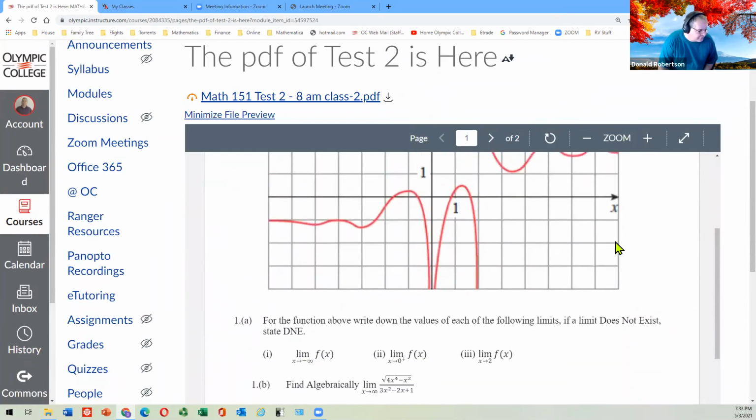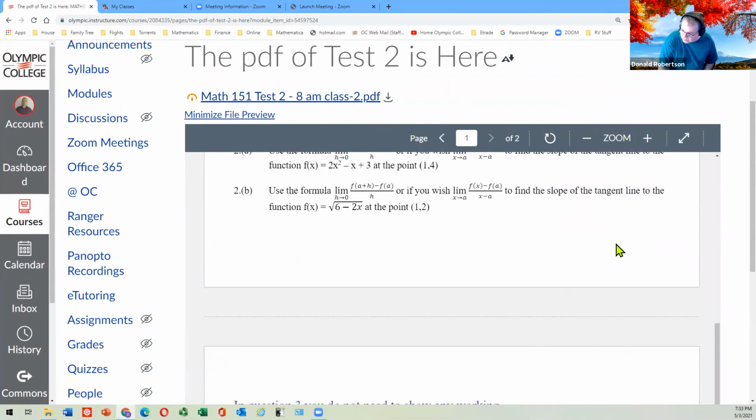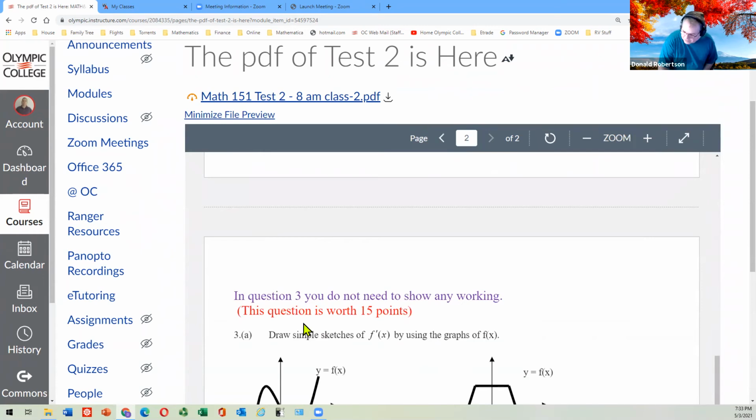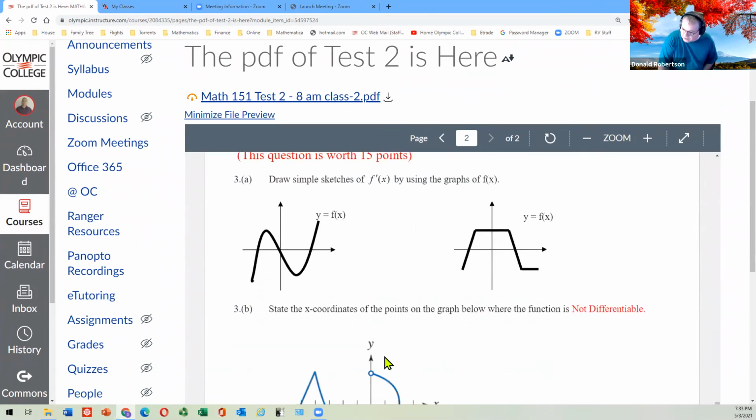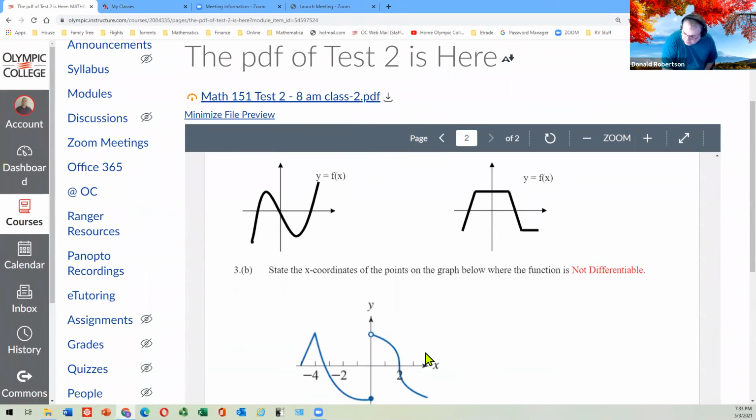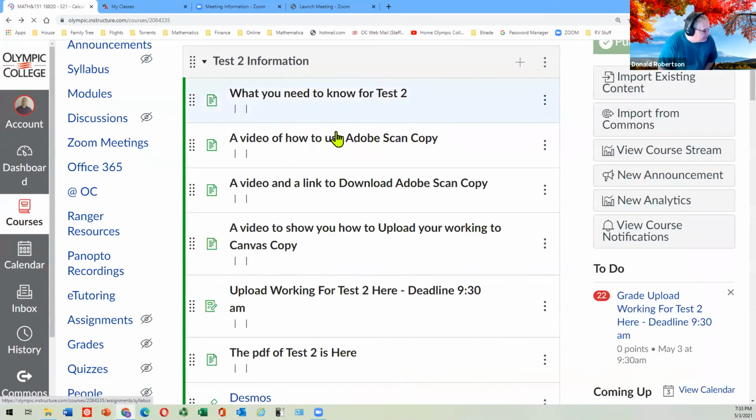it'll look like this. This is a different class, but this is what the test will look like. So it'll have solve these equations, simplify these fractions, and so on. And you do your working on paper. And then you're going to say to yourself, well, how do I get my answers from my piece of paper to you? And that's something that you're going to practice.